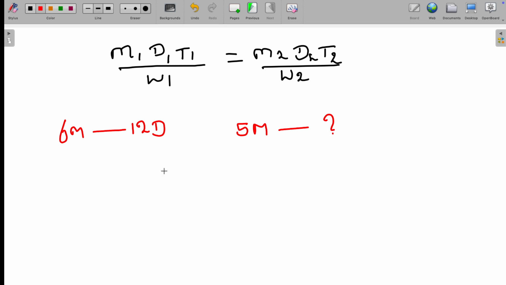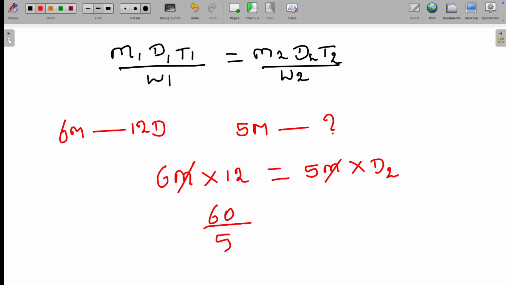Then how to solve? In the first equation, M means men: 6 men, and days, how many days they can do? 12 days. Same work in the other equation: 5 men in how many days? D2 I want to find out. Solve that equation. M gets cancelled here. 6 times 12 is 72. So 72 divided by 5 will be D2. That will be 14.4 days, or 14 and 2 by 5 also you can write.